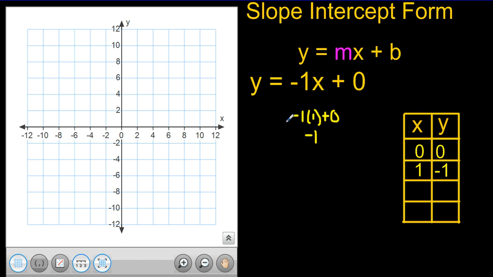And then we continue this for the next one. Next we're going to use 2 for our x value. So I have negative 1 times 2 and then add 0. Negative 1 times 2 is, again, a negative times a positive, which is a negative value, so we get negative 2 as our y value. And finally, we'll try the value of 3. So we have negative 1 times 3. A negative times a positive is a negative, and we get negative 3 as our answer.